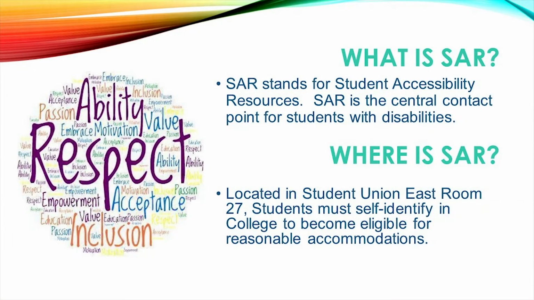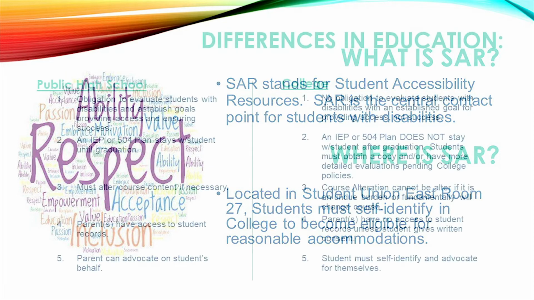First, let's talk about what SAR is. SAR stands for Student Accessibility Resources and is the primary contact and advocate for students with disabilities at Gulf Coast State College. Located in Student Union East on the main campus in Panama City. It is important to note that in college, students need to self-identify to get accommodations. That means you will need to come see us or reach out via phone or email to start the accommodation process. But we'll talk about that a little more later on.